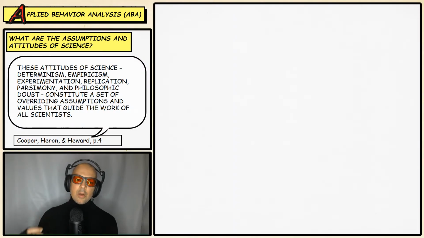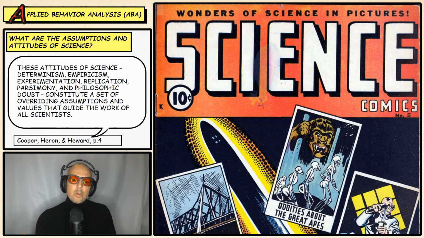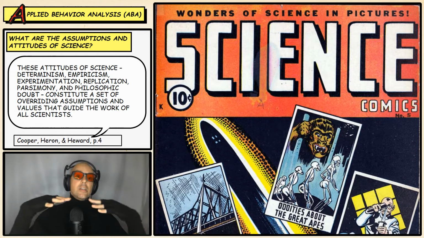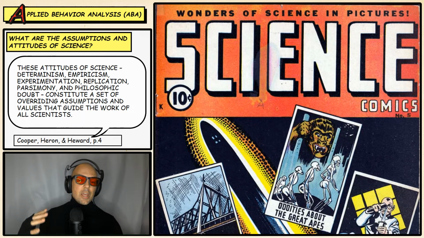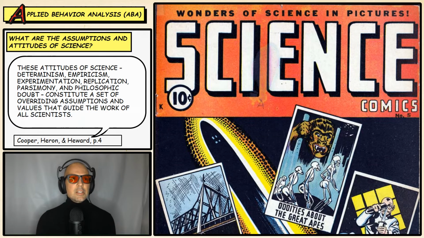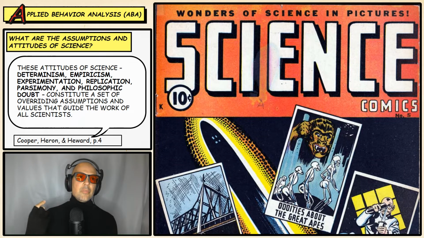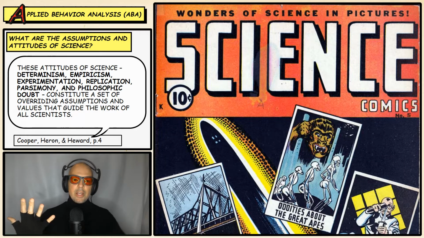So today we're going to talk one more time about the scientific method. Remember, we're zooming out, talking about science, so we can understand applied behavior analysis, so we can understand functional analysis of behavior. This is going to be the last one where we take a look at science specifically. And today we're going to take a look at the attitudes and assumptions of science to see what this entire endeavor is built upon. So the assumptions and attitudes of science that we're going to take a look at today are determinism, empiricism, experimentation, replication, parsimony, and philosophic doubt.